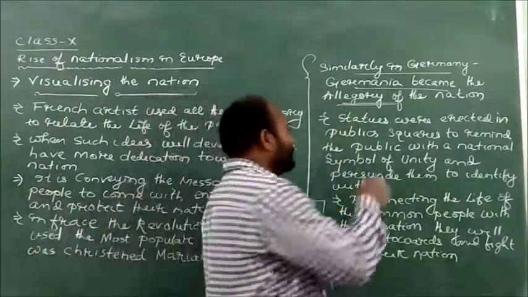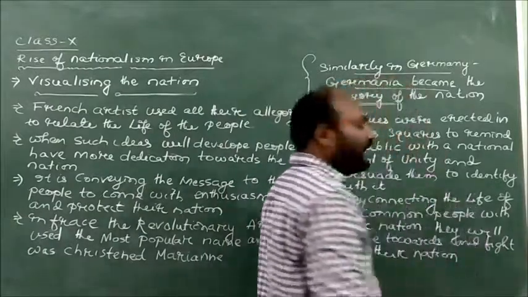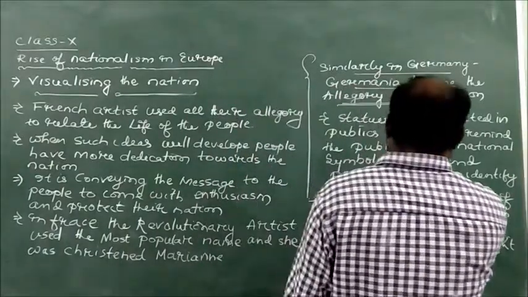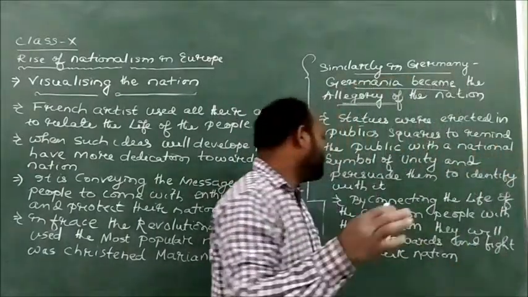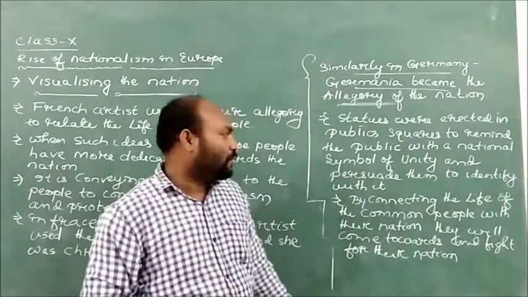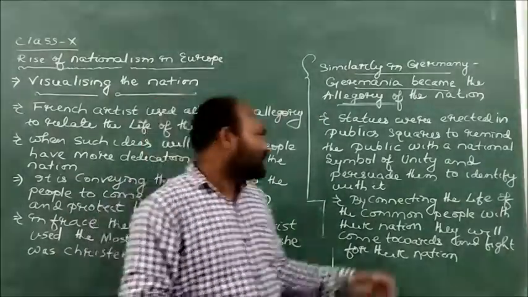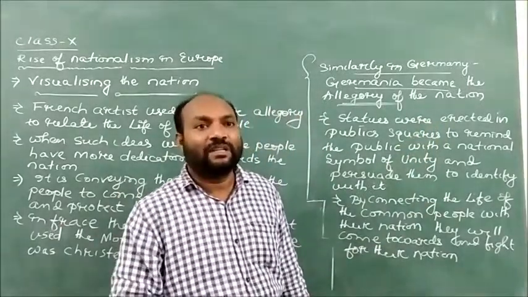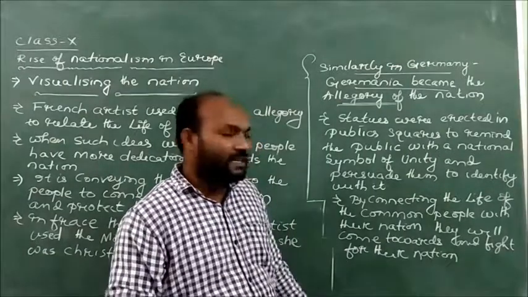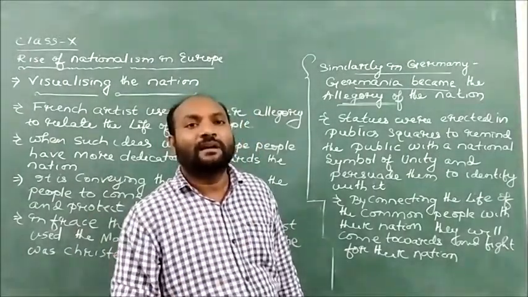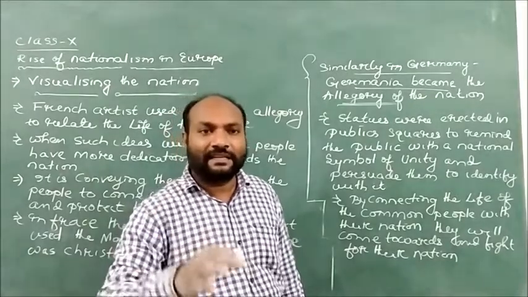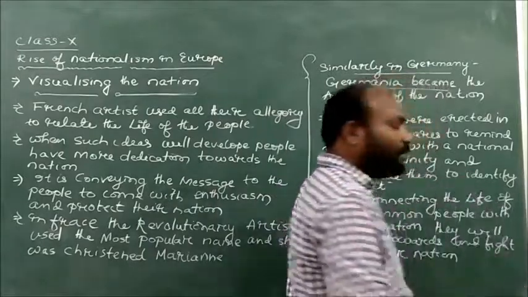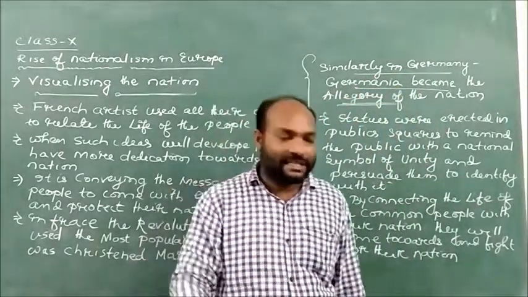So in order to spread the idea of creating abstract ideas in society, in different areas there were statues which were erected, especially in public places, in order to remind the peoples or public of the national symbols of unity, as well as to persuade them to identify themselves with the nations. So at public places, they erected different kinds of statues in public squares, so that the peoples will see them and they will have one kind of dedication towards the nations.